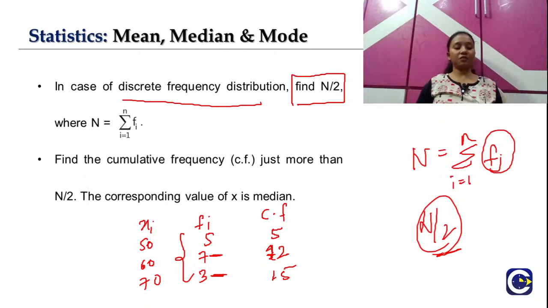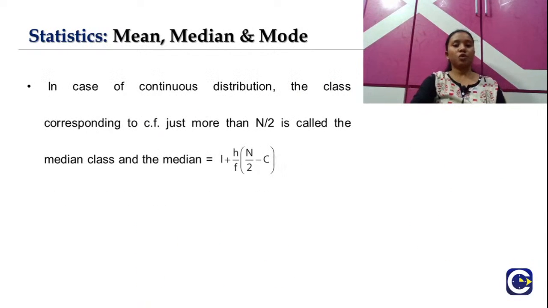So in this discrete frequency distribution, there is nothing more we will be doing. It's just that we have to find the cumulative frequency, and we will be finding the cumulative frequency just more than this n by 2, and the corresponding x value will be the median. There is no typical formula here, nothing like that, just simple. So let's move on to the next one.